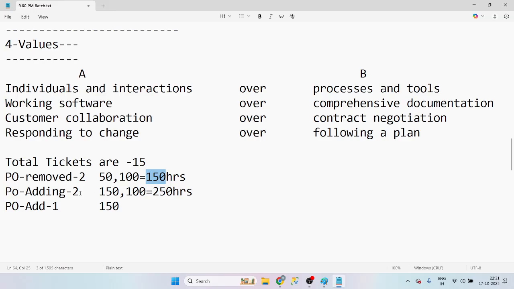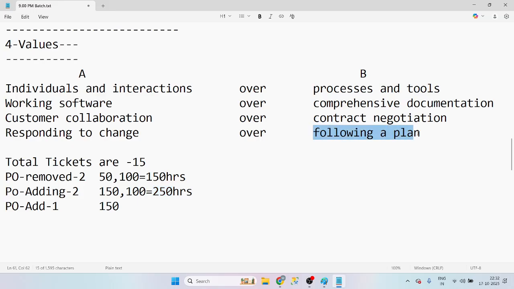Now he added another 2 tickets, and that is 150 hours plus 100 hours. But our capacity is 150 hours. Now he added 250 hours. Now developers are not going to work for an extra 100 hours. Correct. Now what the Scrum Master is saying is, you remove 2 tickets, 150 hours. Now you added 150 hours plus 100 hours. Total is 250.